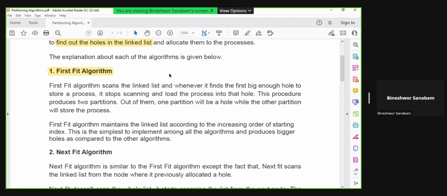The first fit algorithm maintains the linked list in increasing order of the starting index. Just like in a linked list, we scan from left to right, and whenever we find the first big enough partition to give to the process, we allocate that partition to the process.